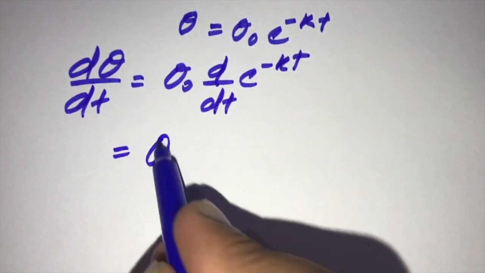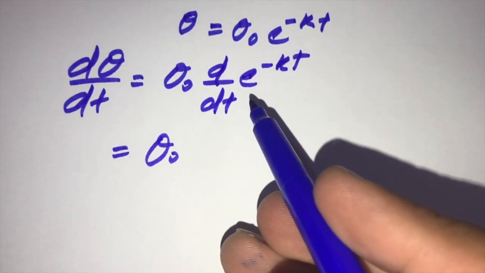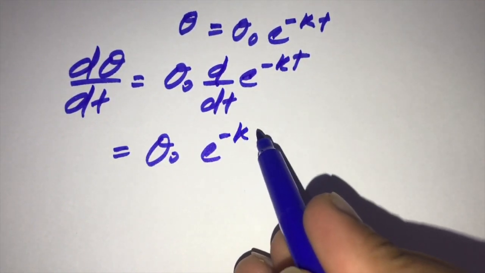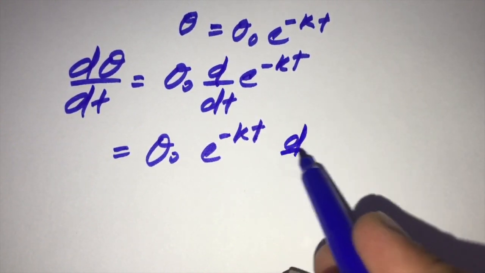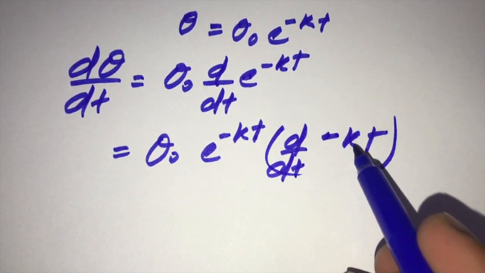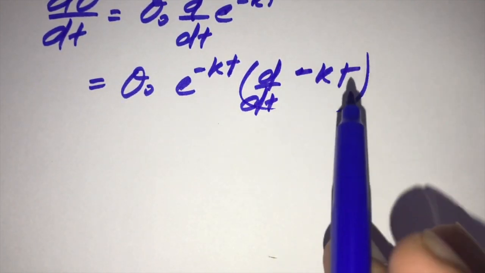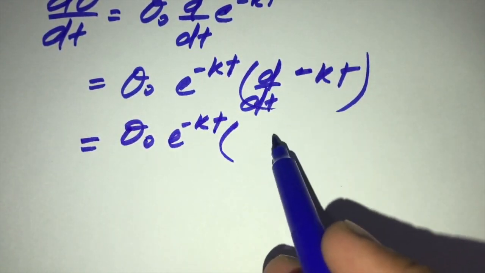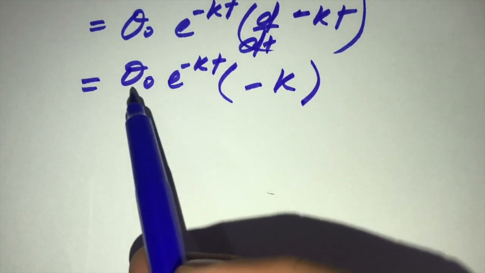Okay, so theta naught, the derivative of e raised to power minus kt, is e raised to power minus kt as it is, and then the derivative of minus kt. As k is constant, we take this constant out and take the derivative of dt by dt. As dt by dt is equal to 1, the end result is e raised to power minus kt into minus k.